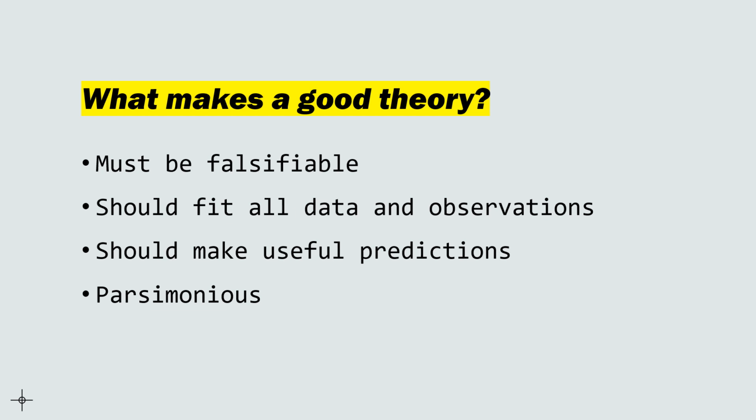But one of them is really simple, and one of them is really complex. Then we're gonna pick the more simple one. So parsimonious means that our theories should be as simple as they can be to fit all these other criteria. They should be as simple as they can be to be falsifiable, to fit all the data, and to make useful predictions. So we don't want to just come up with overly complex theories just to be complicated.